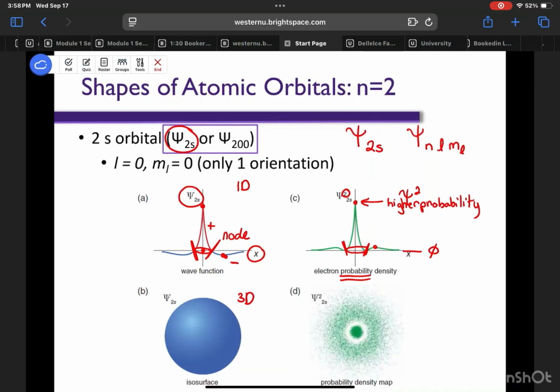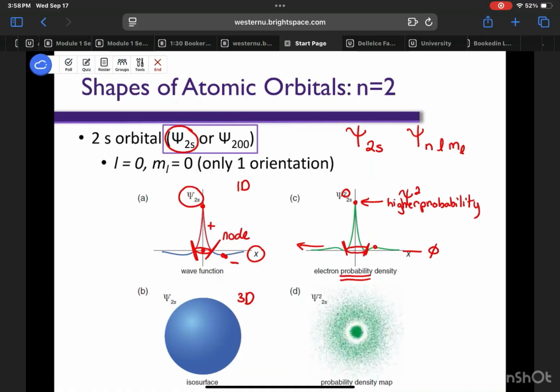So we can see high probability, low probability. As we go out on the edges here, it just kind of hovers. So it doesn't actually cross the 0 line again for 0 probability. It just gets lower and lower and lower, so less chance.